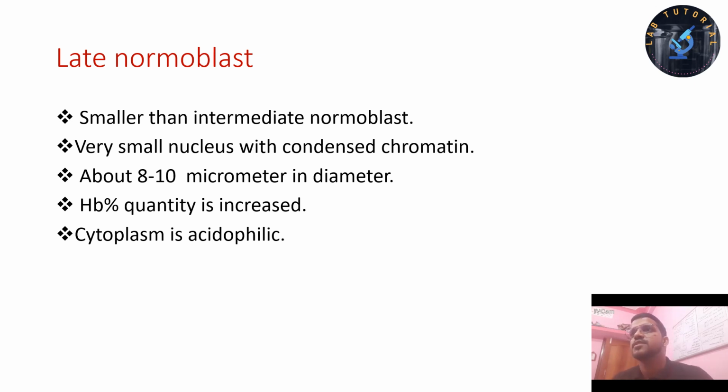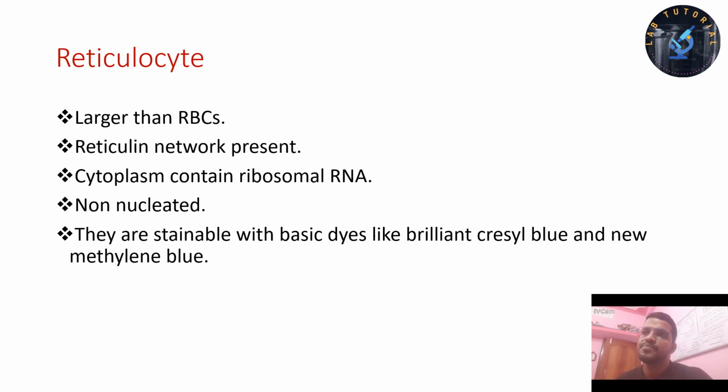Then the next stage is late normoblast. Late normoblast is smaller than the intermediate normoblast. It has a very small nucleus with condensed chromatin, with a size of about 8 to 10 micrometer in diameter. Hemoglobin quantity is also increased. Cytoplasm is acidophilic in nature. That means hemoglobin quantity is increased in late normoblast because in the previous stage of intermediate normoblast hemoglobin was already formed.